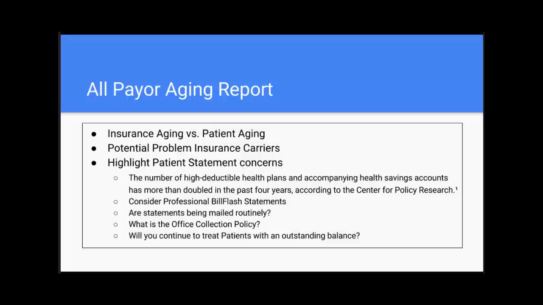The third report will be the all-payer aging report, and this is really the big one. This is where we're going to take a look at insurance aging versus patient aging. And do I have problems in one area or both? Because when we come up with our treatment plan, how to improve the financial picture for the practice, we're really going to decide which areas to narrow in on first. We're going to take a look at the potential problems with certain insurance carriers. Maybe everything's going well except with one particular carrier. And then we're going to take a look at that patient aging.